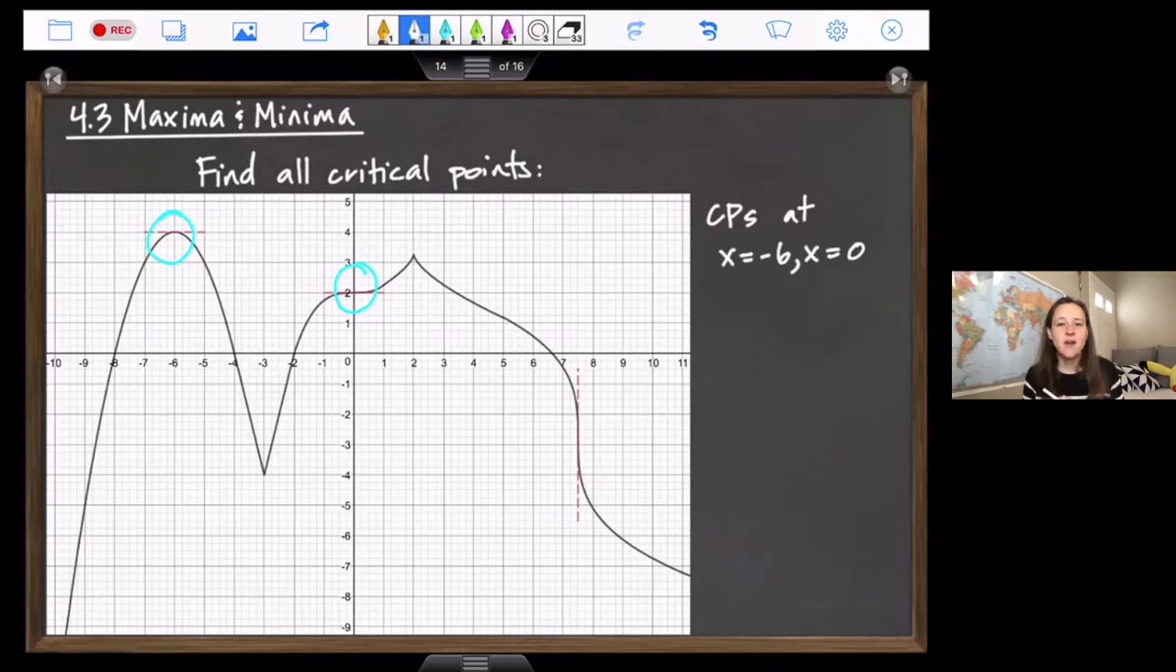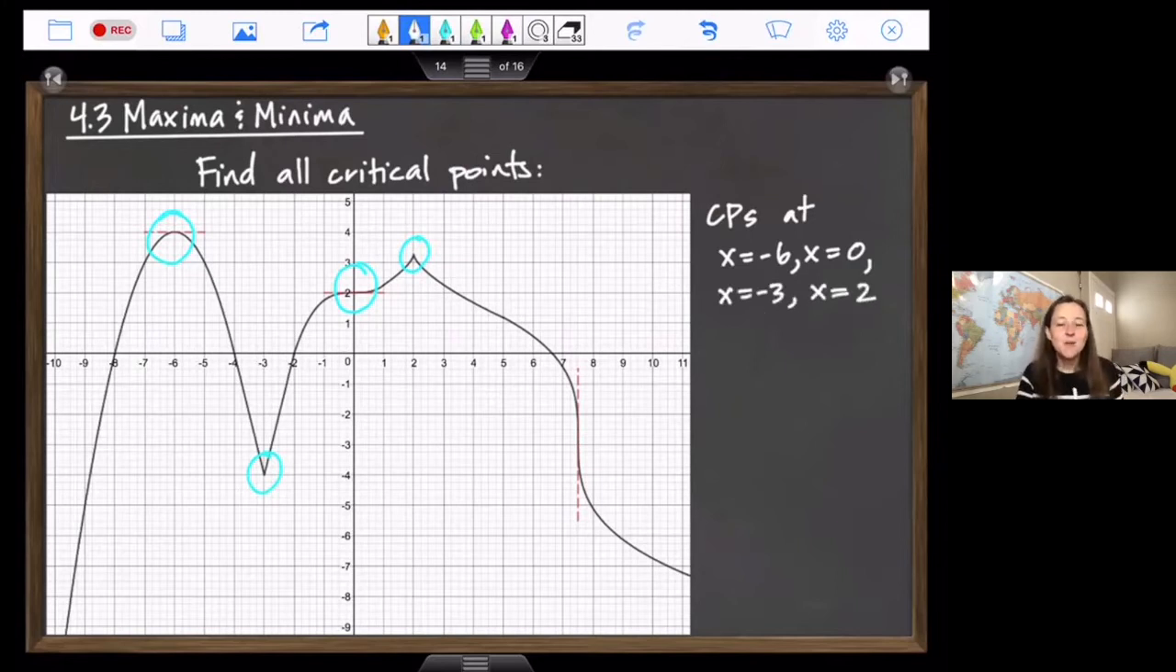The other place where we might have a critical point is where the derivative would be undefined. We know that the derivative is undefined when we get to corners or cusps, and we have two of those on this graph. I've got one here at x equals -3 and another one at x equals 2. So those are also going to be critical points. We're going to say x equals -3, x equals 2.